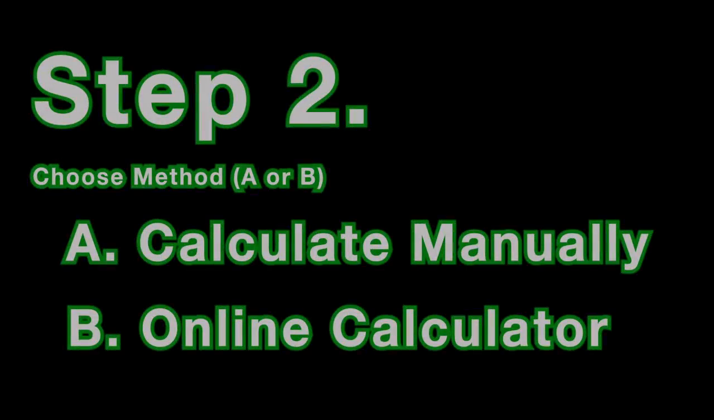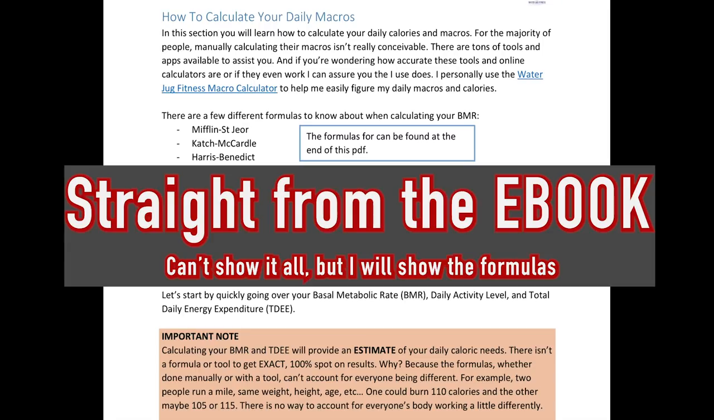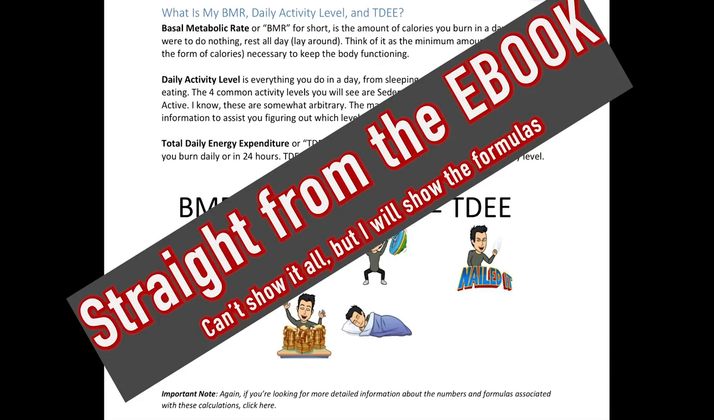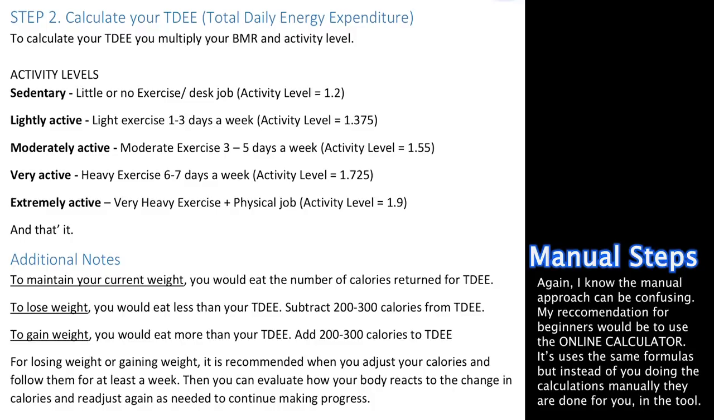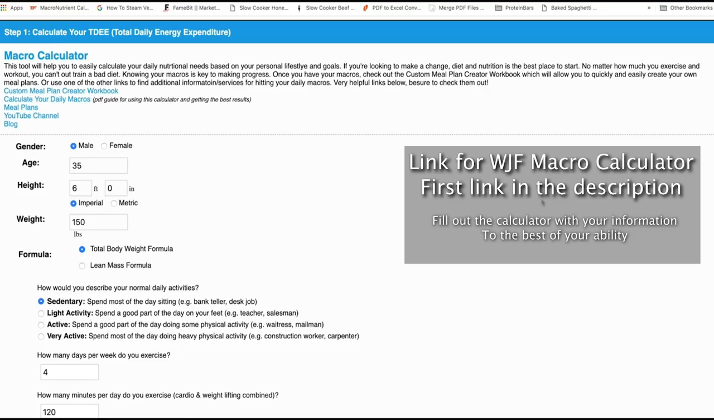Also, there are two ways you could figure out your daily calories. You could do it the manual way, which I will add more links in the description so you can check it out and see if you want to do it that way, or you can do it the way that almost everybody does it, and that's with an online calorie calculator. And I have one of those created for Water Jug Fitness, so I'll briefly show you how to kind of use it.